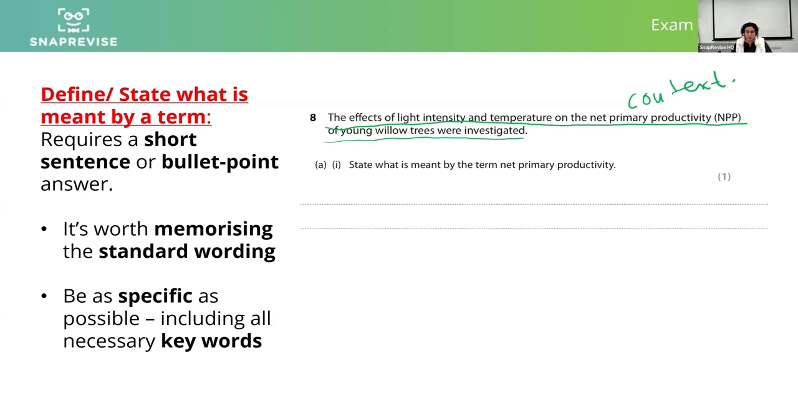So, context. I know what part of the specification I'm going to talk about. It's going to be photosynthesis and the effect of light. What is my command word? My command word is that I'm going to have to state the term. That's exactly what I'm going to have to do. And finally, what is my direction? My direction is that I'm going to have to state the term net primary productivity. That's what I have to define.